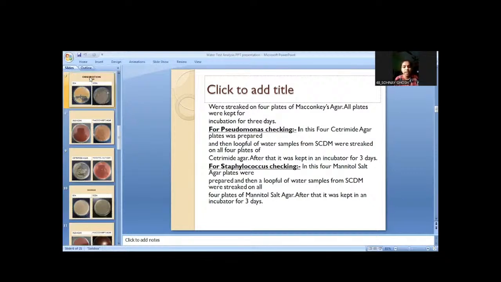For Pseudomonas checking, 4 cetrimide agar plates were prepared and then a loopful of water sample from the broth was streaked on the 4 plates of cetrimide agar. After that, they were kept in an incubator for 3 days. For Staphylococcus checking, 4 mannitol salt agar plates were prepared and then a loopful of water sample was streaked on all 4 plates of mannitol salt agar, and they were kept in an incubator for 3 days.